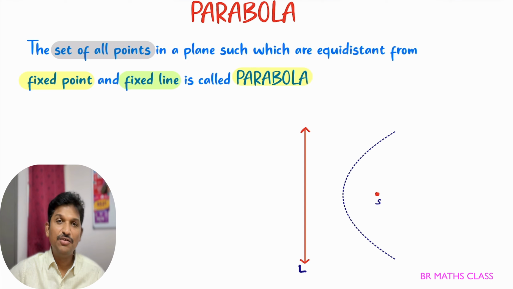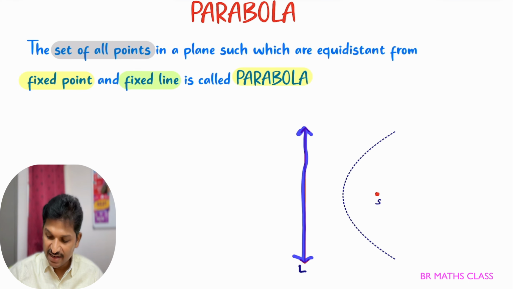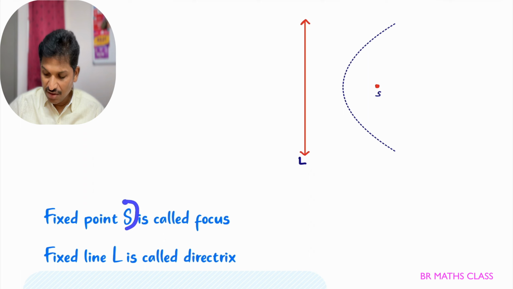Now, in this parabola, a few terms we use very frequently throughout this chapter. You must know what those things are. Here we consider the fixed point S. This fixed point S is called the focus. And here you see, this is the fixed line. This fixed line L is called the directrix. The fixed point S is called the focus. This is an important word, focus. Throughout this chapter we will use the focus of the parabola. And what is the directrix? The fixed line. In the definition we consider a fixed line. That fixed line is called the directrix.